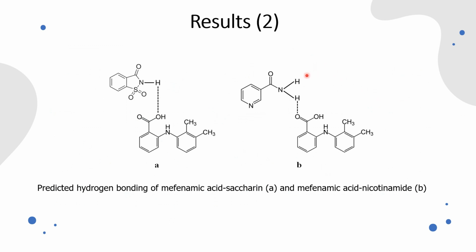The next result illustrates a closer inspection of hydrogen bonding in sampled interaction of mefenamic acid with saccharin and mefenamic acid with nicotinamide. It is shown here that the hydrogen bond in both systems resulted from the interaction between the amide NH part from the coformer, and the oxygen of the carboxylic acid in the mefenamic acid.